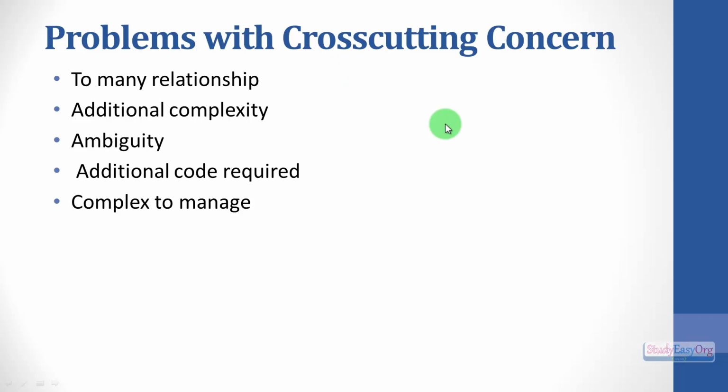Now the first problem with cross-cutting concern is it will add too many relationships because of these cross-cutting concerns. Then it will add an extra level of complexity. Why? For example, there is a withdraw method. Inside the withdraw method, we are doing everything related to withdraw, but we are also logging information and calling the log method, right? So because of this, there would be extra level of complexity.